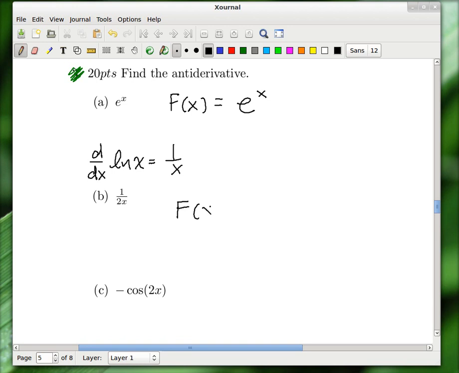You can just do F of x equals 1/2 times ln of x. And now just check, it's true. F prime of x is going to be equal to 1 over 2x. So I'll put a big check mark here.